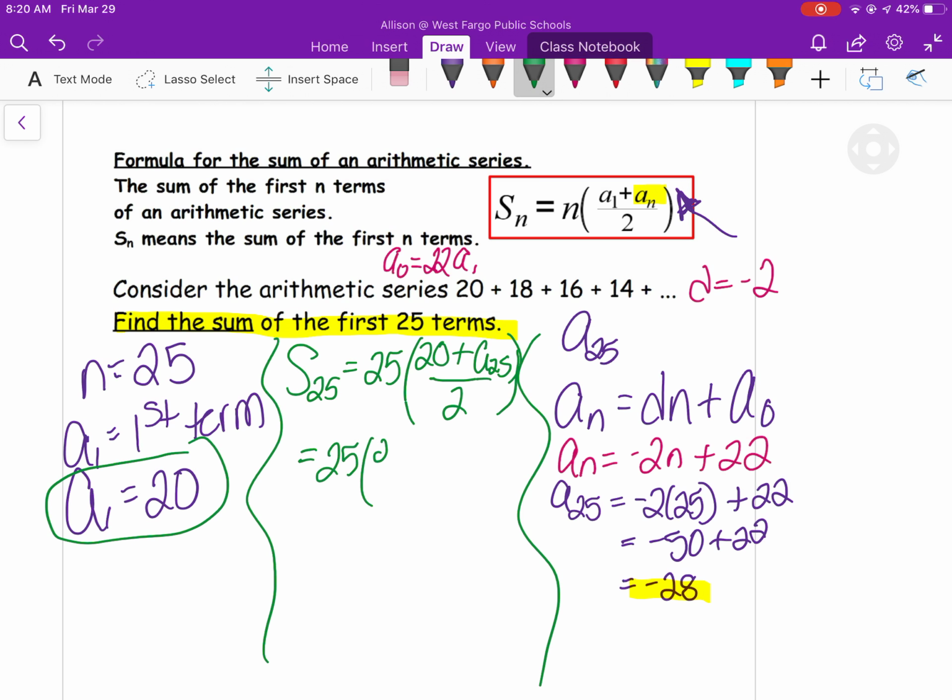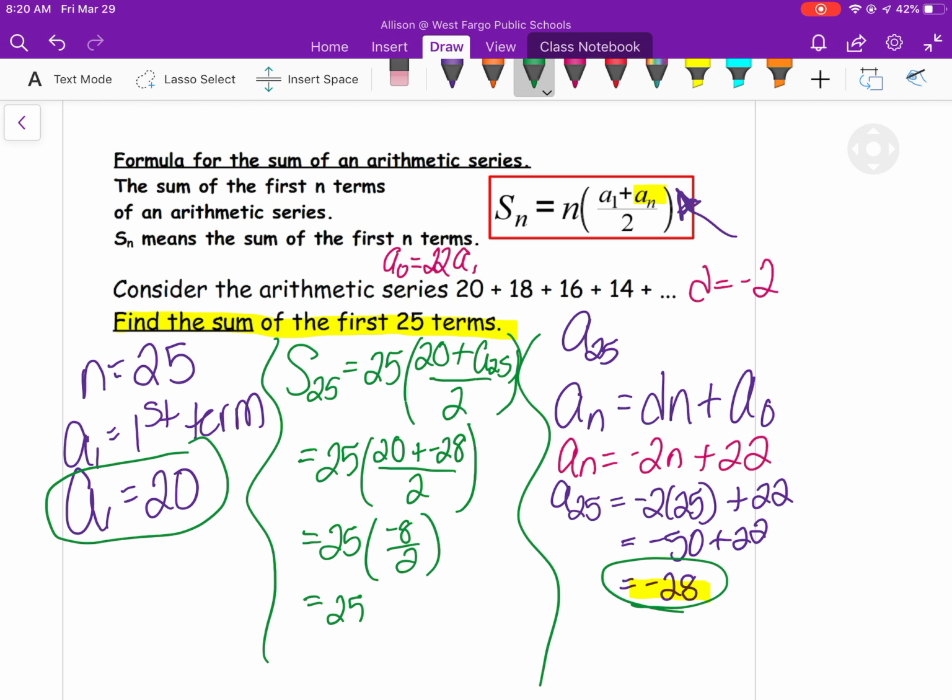So the 25th term we solved over here was negative 28. And then we find the sum of those and we divide it by 2. So do what's inside the parentheses first. So that's going to be on top. We get negative 8. And then negative 8 divided by 2 is negative 4. And negative 4 times 25 is negative 100. So if you think about this series as it goes, it's going to continue to get smaller, and eventually the terms will turn negative, and so that's why our sum ends up being a negative number. So the sum of the first 25 terms will be negative 100.